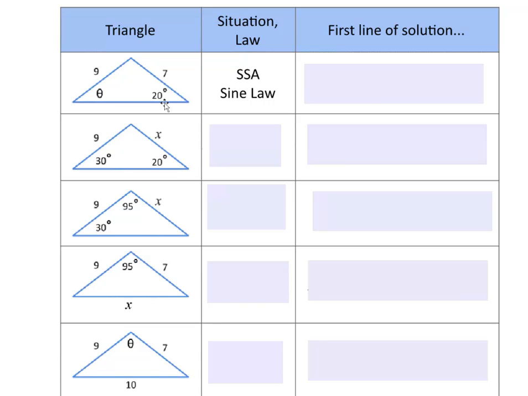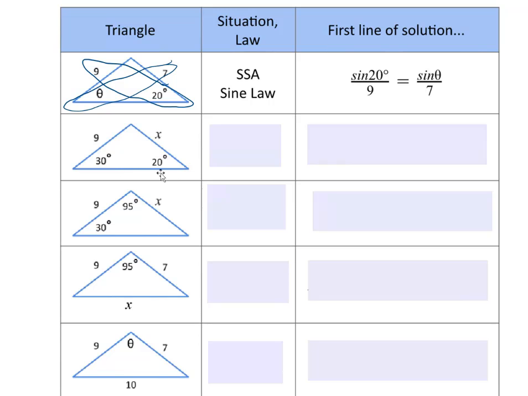The way that I remember when to use sine law is if I have an opposite side and an angle. If I can get an opposite side and an angle, that means I'm going to use sine law, just because it's a little bit easier and more straightforward. So the first line of the solution, you're going to set it up: sine of 20, and it's opposite from 9. And when I say opposite, I mean it is the angle that is not touching. So there's our matching pairs there. And then you have sine of theta, because you're trying to find theta, over 7.